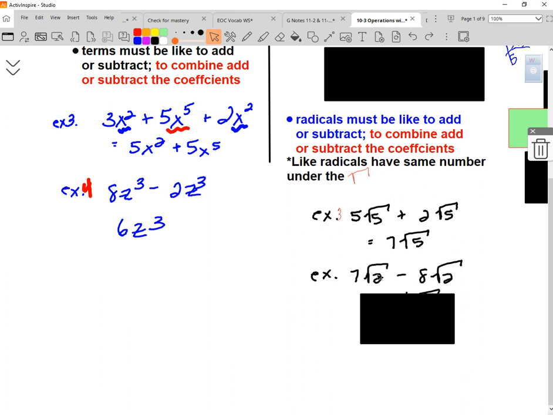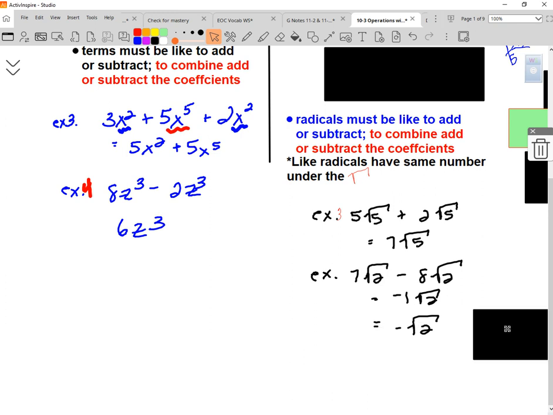So here, 7 square root of 2 minus 8 square root of 2 is going to be negative 1 square root of 2. But remember, just like a regular coefficient, we would just leave the negative out there. So it would be the opposite of the square root of 2. It's also kind of like fractions. You can add and subtract fractions with like denominators only, but you can multiply or divide fractions no matter if they're like denominators or not. So it's the same idea for square roots.